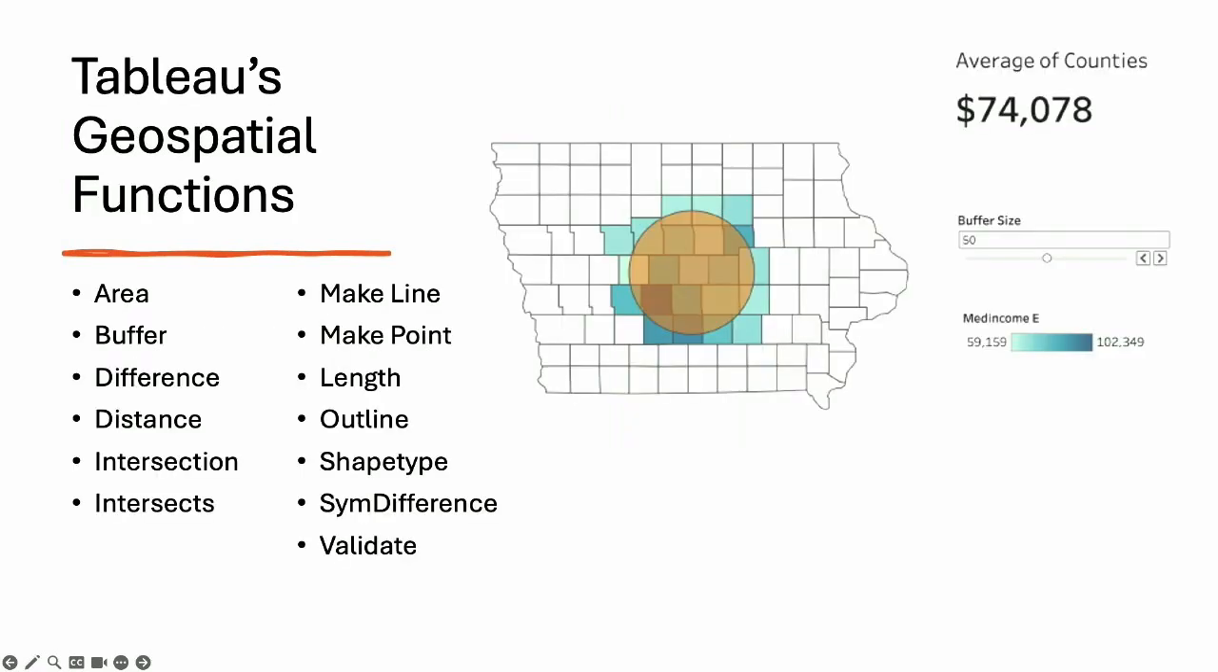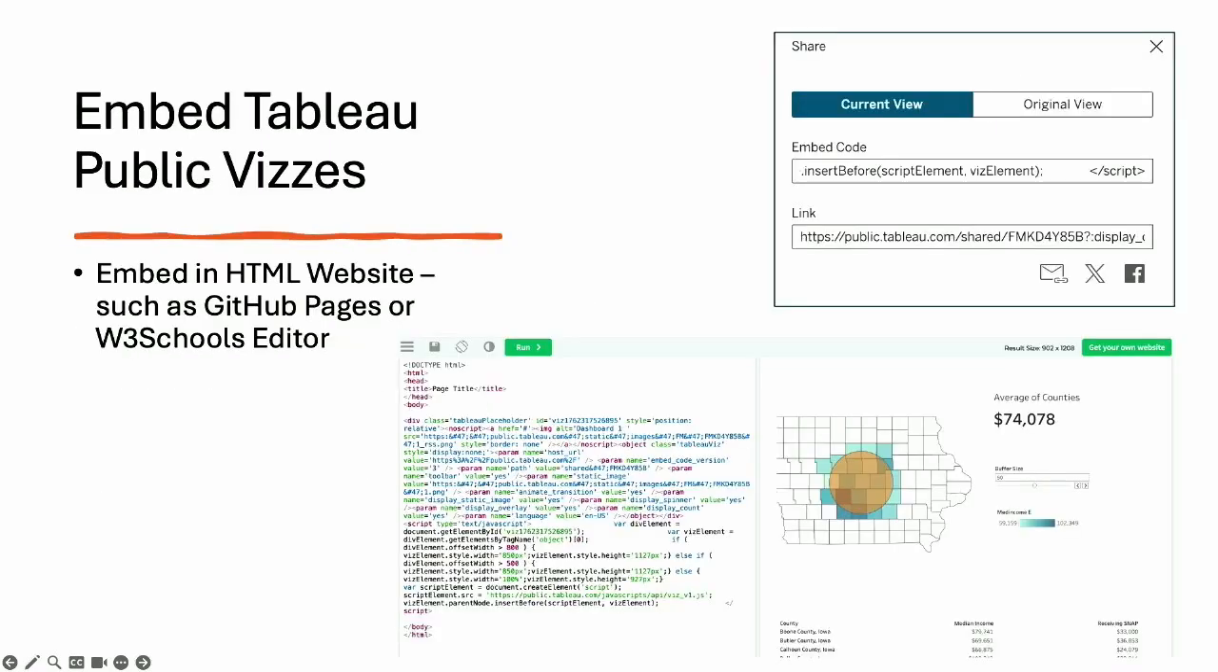Recently, they've added features, geospatial functions, area, buffer, difference, a whole bunch of them, and you can make tools like in this case, I set the buffer size, and if it intersects the counties underneath, it gives me the sum total of the average income for those counties, okay? So you can use spatial averaging and do things like that.